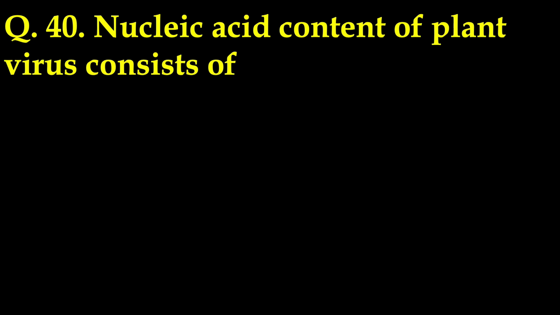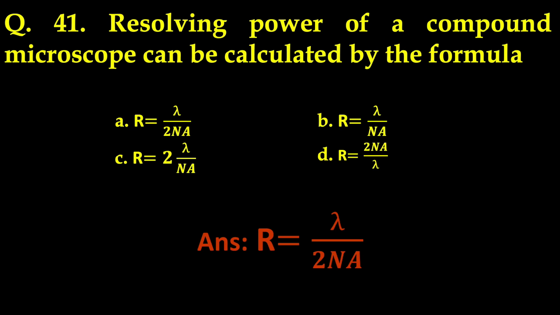Next question is on nucleic acid content of plant virus consists of 5 to 40%. This was another question related to microscope. Resolving power of a compound microscope can be calculated by the formula. There were 4 options and the correct answer is R, means resolving power equal to lambda by 2 into numerical apertures.